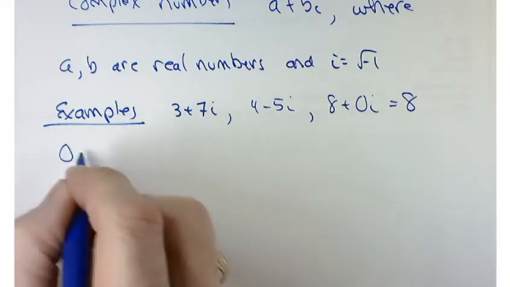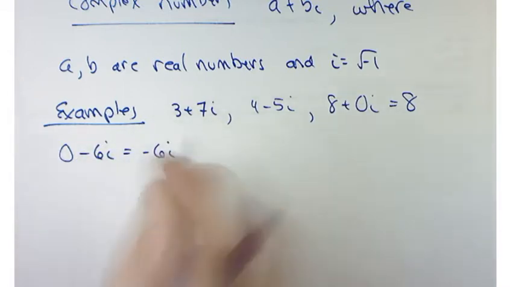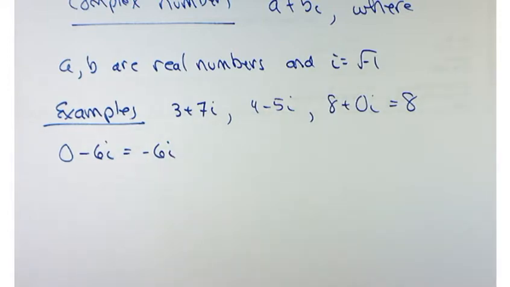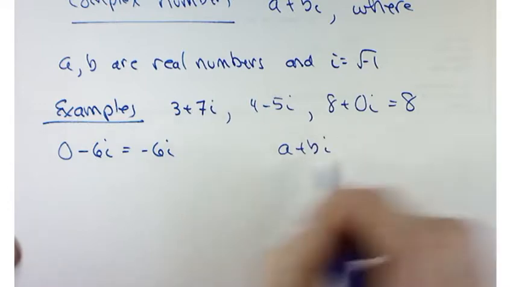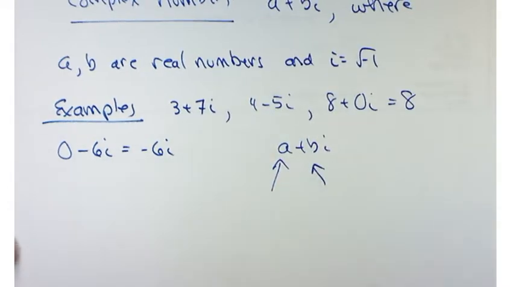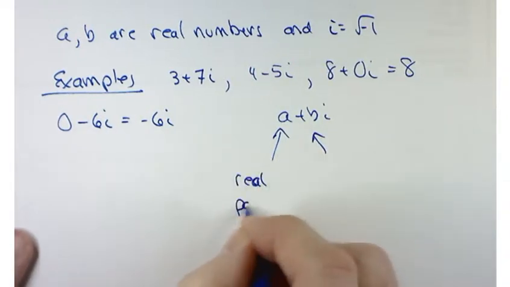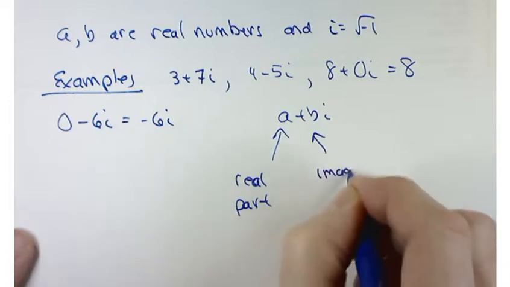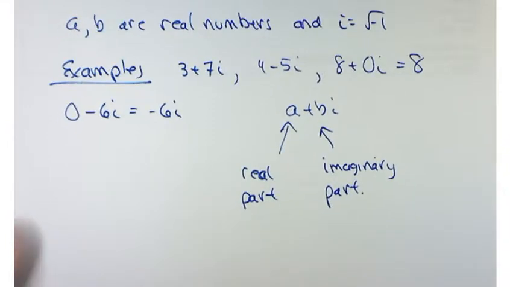You could have 0 minus 6i, or just minus 6i. So this is considered a purely imaginary number because the real part is 0. And I should mention a little bit more about the anatomy of these complex numbers. This is what's called the real part, and this is the imaginary part. So you get a real part and imaginary part. And together, those two numbers make one complex number.